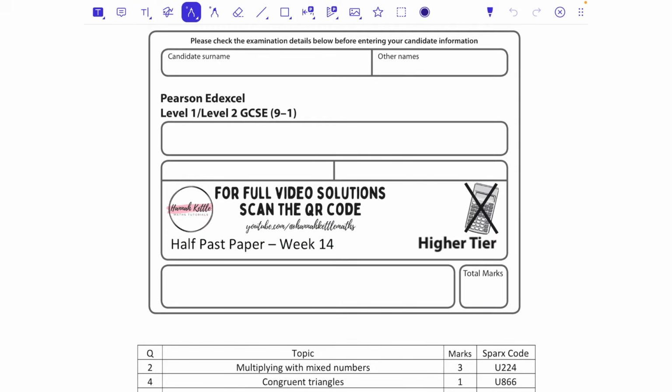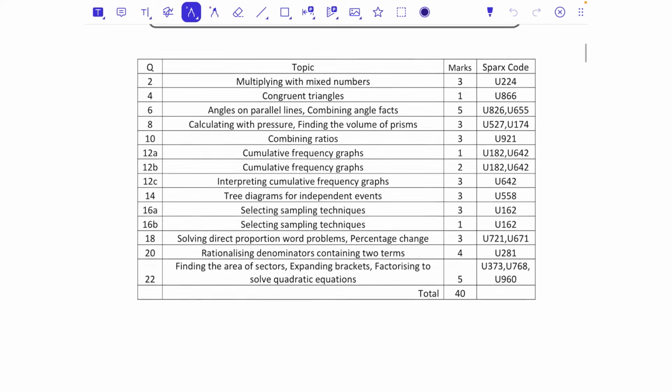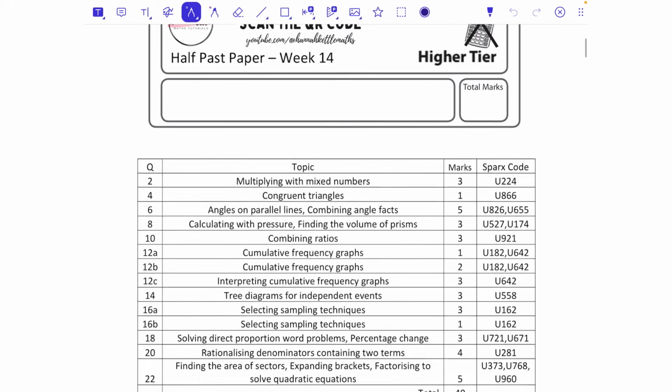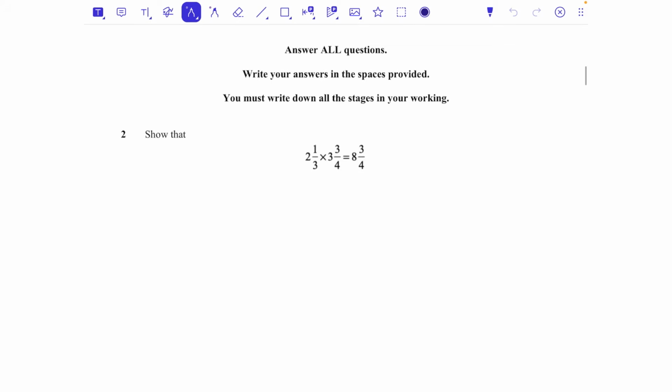This is Half Past Paper Week 14, higher tier, non-calculator, and we're doing all the even numbers this week. So odd numbers were last week, so if you want the rest of this paper, go back and watch week 13. This is week 14. Off we go. So starting with multiplying mixed fractions, question number 2.